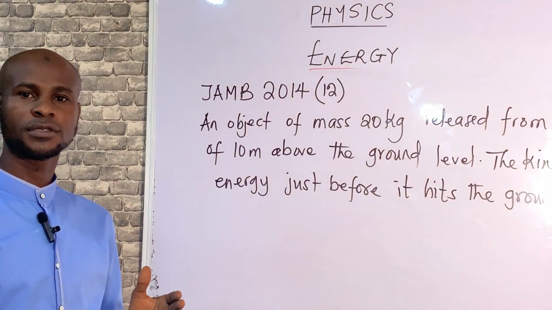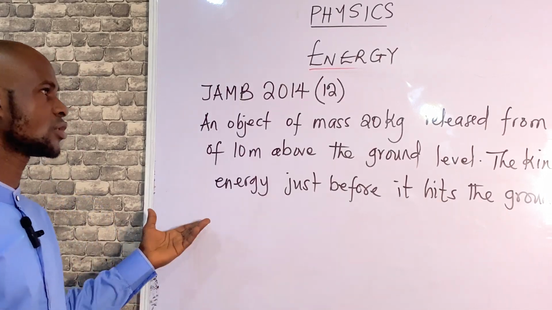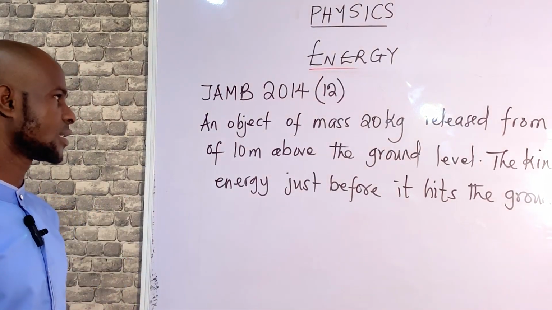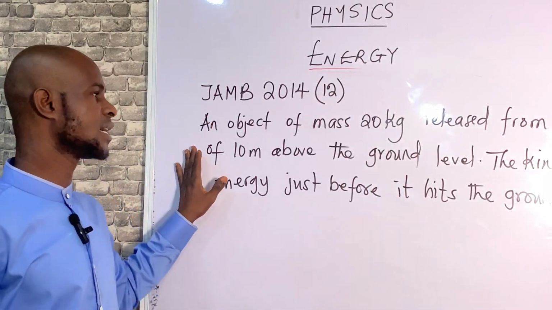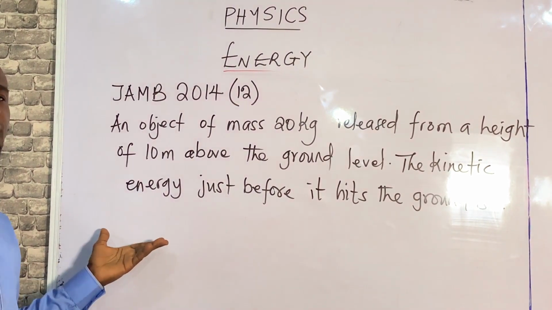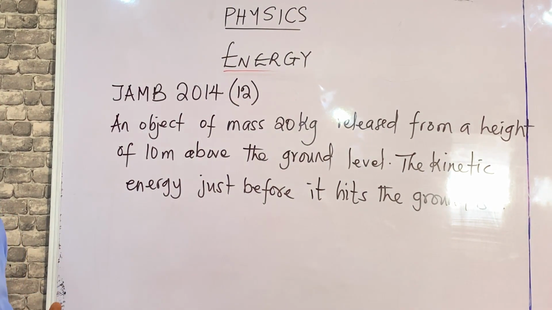So we have understood the concept of energy, and now we want to solve some questions under energy. An object of mass 20 kg is released from a height of 10 meters above the ground level. The kinetic energy just before it hits the ground is dash. Let's try to interpret the question diagrammatically.